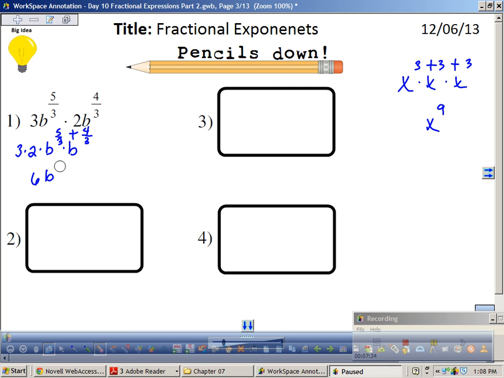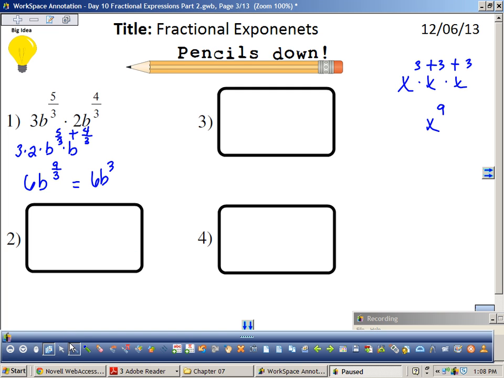oops, not 6. I'm writing way too small. Let me write a little bit bigger. 6b to 9/3. But isn't 9/3 3? So the answer to this is 6b cubed. Questions on that one? Following so far?